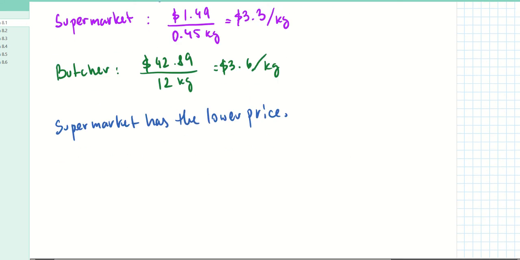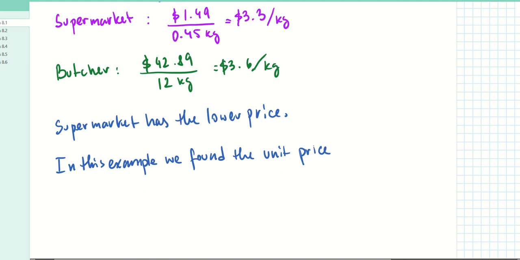Okay, so in this case, I should make a note here. In this example, we found the unit price. Okay, so unit price means that, or unit rate, in this case, the general term would be unit rate, but because we're talking about money, this is the unit price.